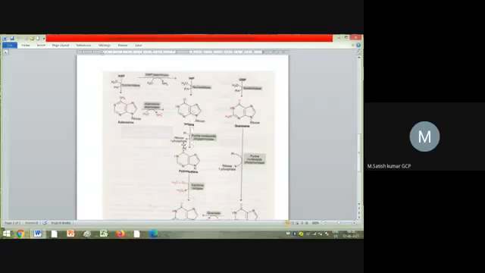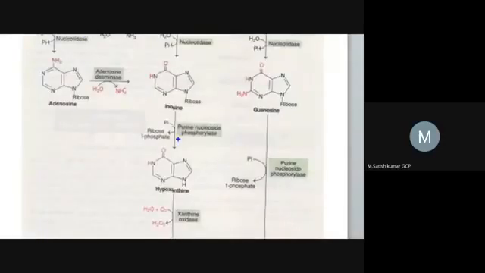This reaction is catalyzed by purine nucleoside phosphorylase. This is a phosphorylation reaction. Why is it called phosphorylation? Because to break the bond between nitrogen and ribose, a phosphate molecule is required. This phosphate molecule will attach with the ribose sugar and form ribose 1 phosphate. This is called a phosphorylation reaction.